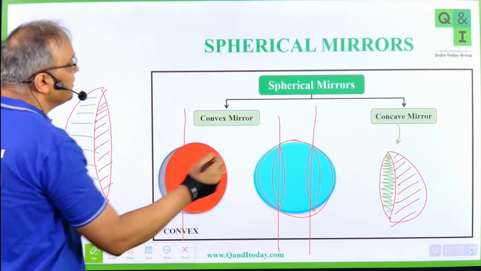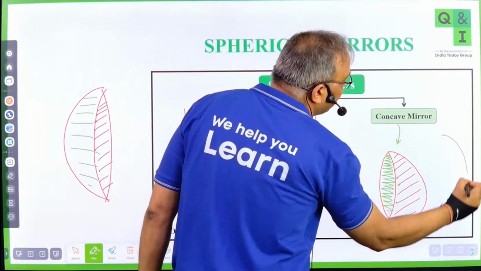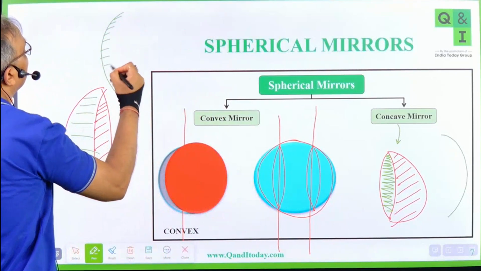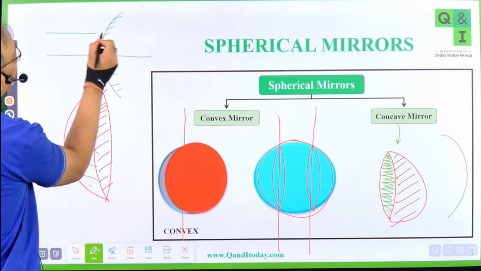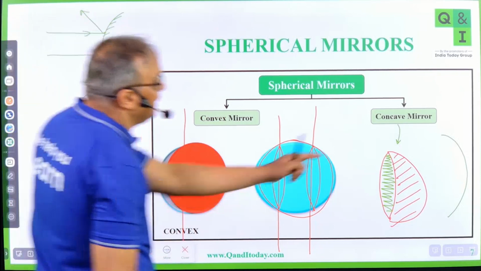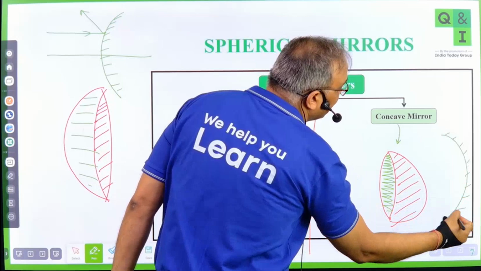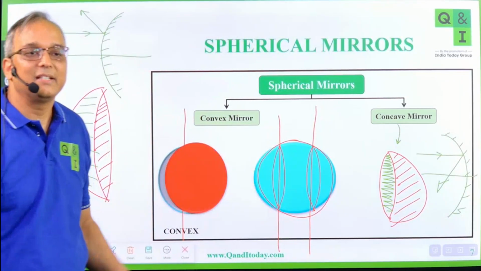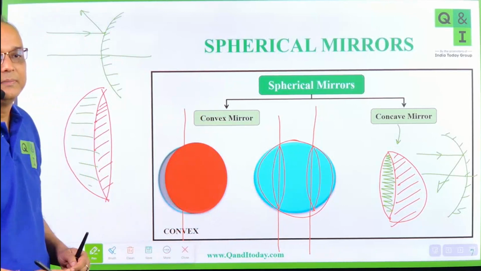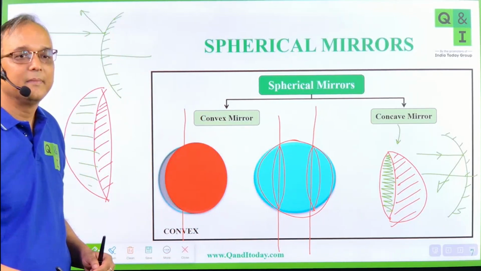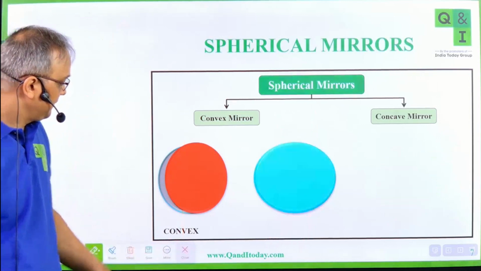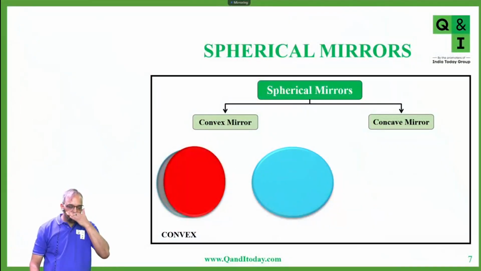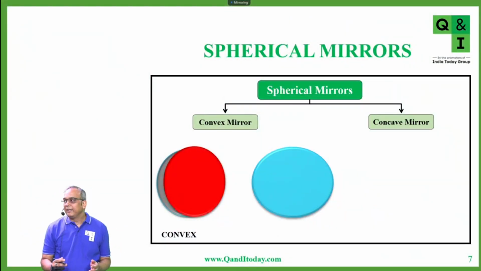So if I draw a two-dimensional figure, this is your silvered part, and a light ray will come and get reflected here. And in this case, this is my silvered part, and a light ray will come and get reflected here. Is it clear now? Are you able to visualize all of this now? Yes, sir. Okay. Once you are able to visualize, then you will be able to understand the whole concept better. Now let's go ahead, students.